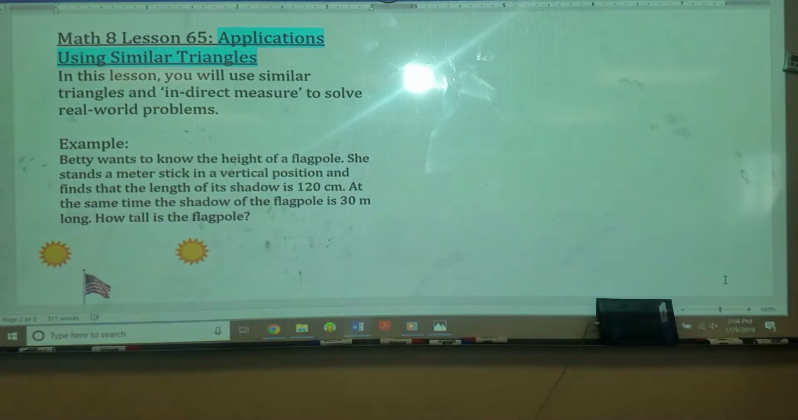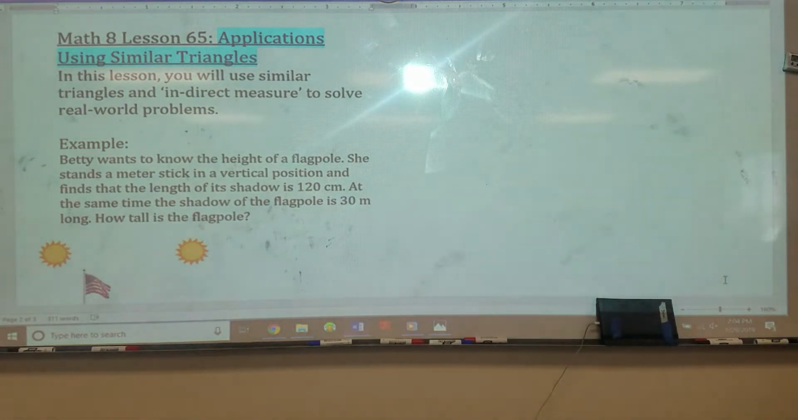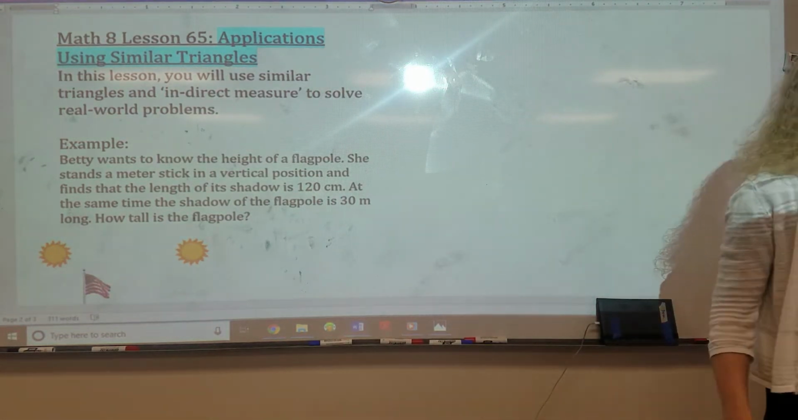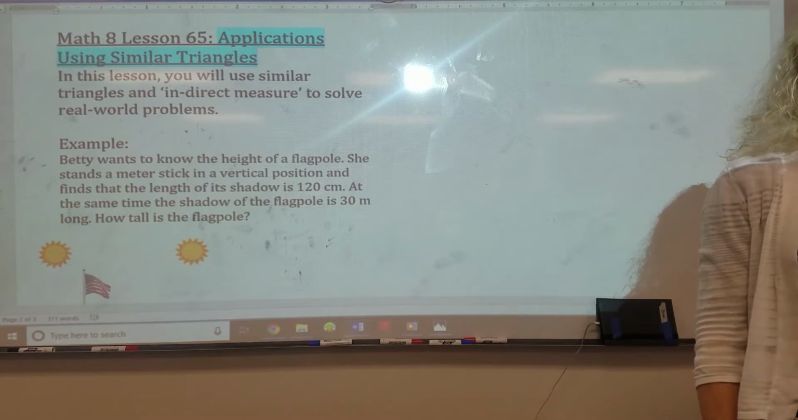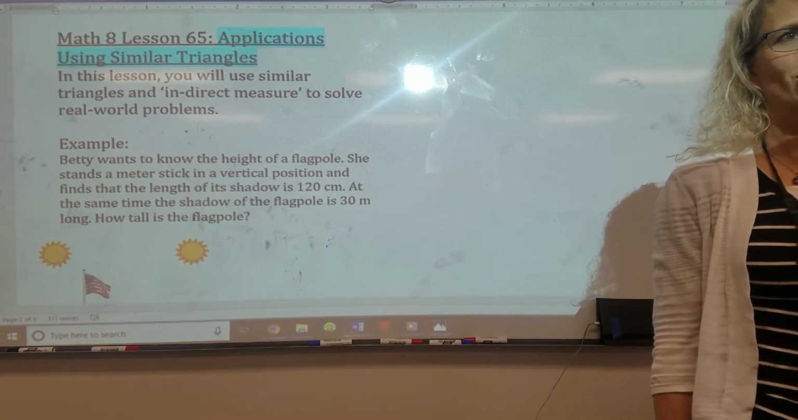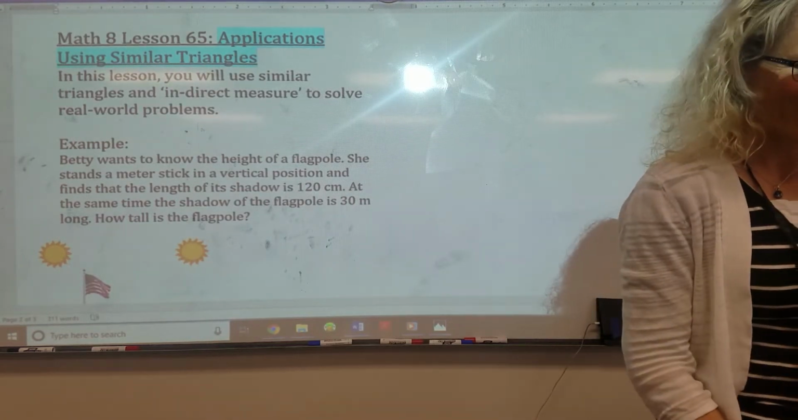Okay, question, Emma. Isn't this what we did last year with the flagpole? We did. We have one more lesson on this, and it's more in spring. We'll go outside, and we're actually going to do this. We're going to measure the shadow.